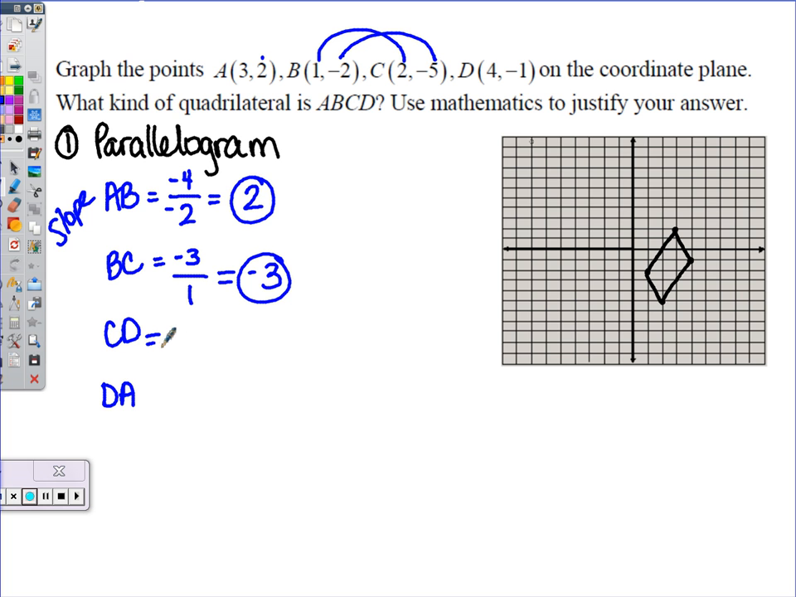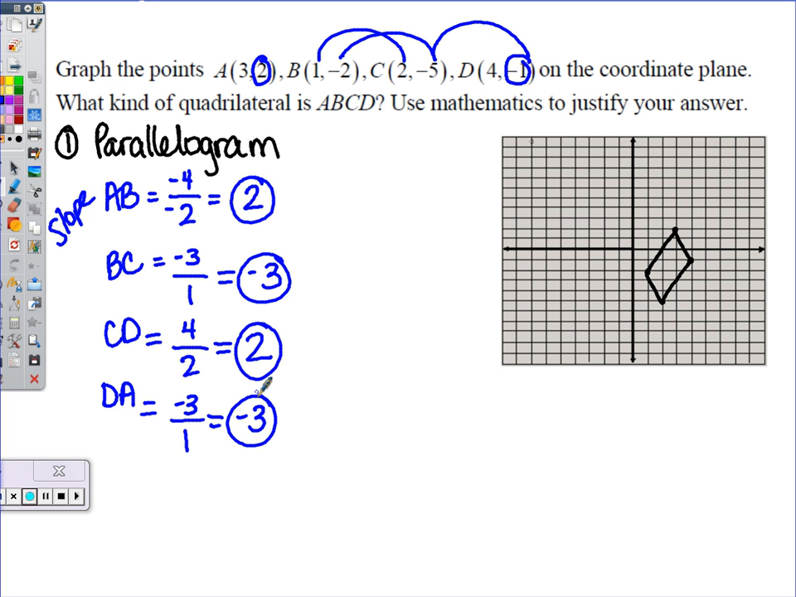Next one, CD. I've got -1 minus -5, which means -1 plus 5 is 4. 4 minus 2 is 2. That simplifies to be a +2. And the last one, DA: -1 minus 2 is -3, and 4 minus 3 is 1. Simplifies to be -3.